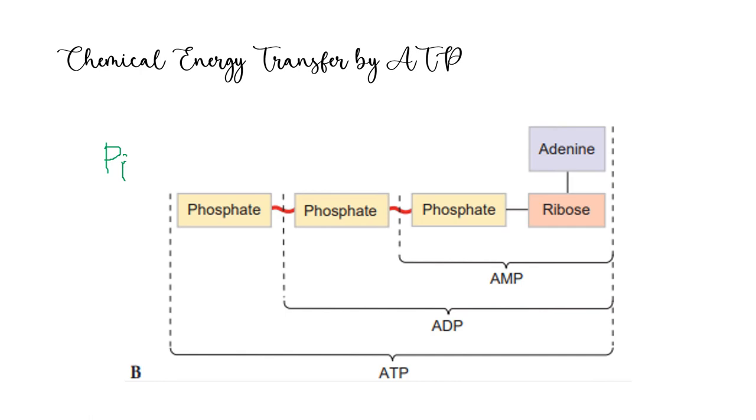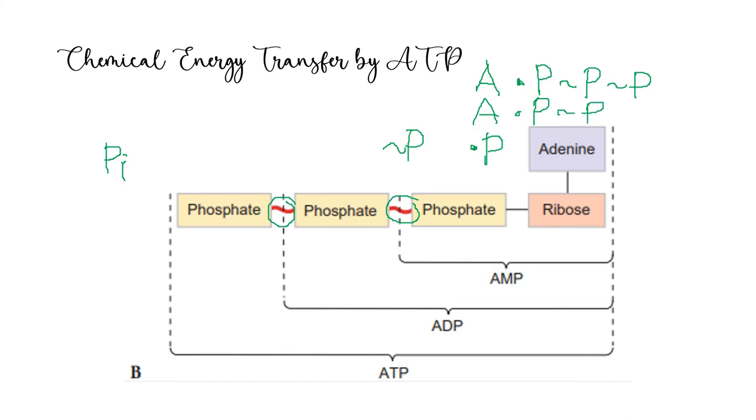The high energy groups in ATP are often designated by the tilde symbol, just like in figure P. A high energy phosphate bond is shown as tilde P, and a low energy bond, such as the bond linking the triphosphate group to adenosine, as A-P. Thus, ATP may be symbolized as A-P~P~P, and ADP as A-P~P.